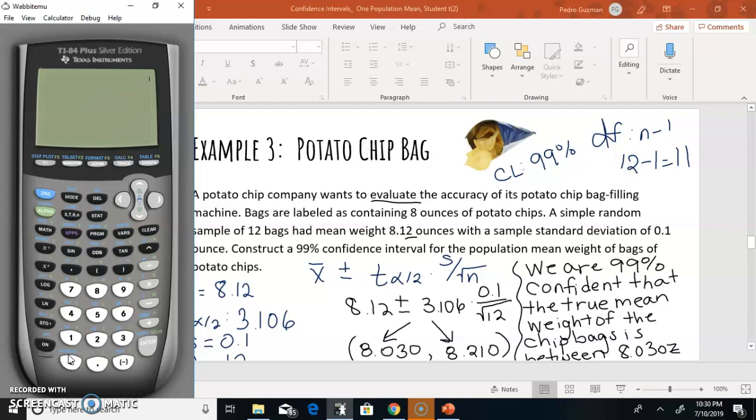Go to calculate, and look what we got, 8.03 to 8.2097, which rounds to 8.210, just like we got right here. So there you go.